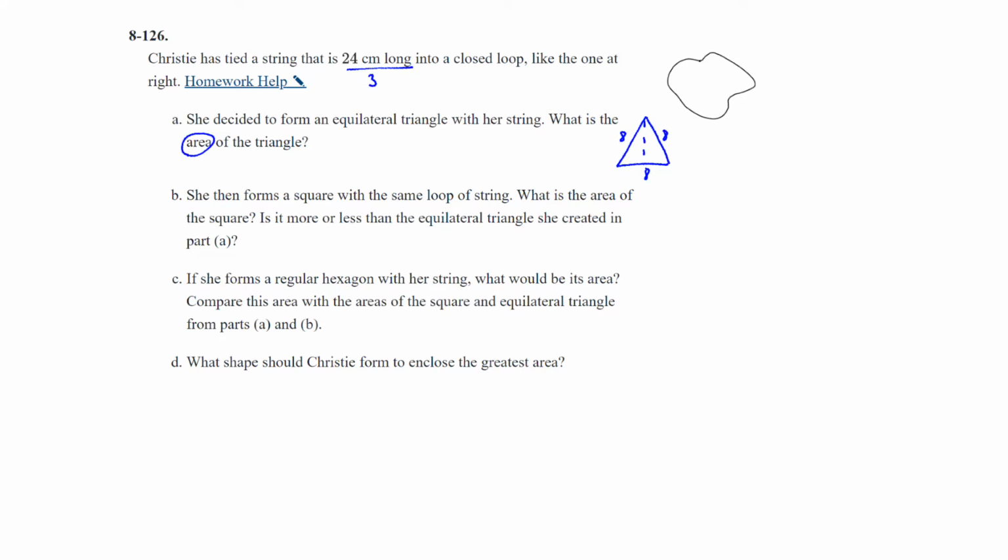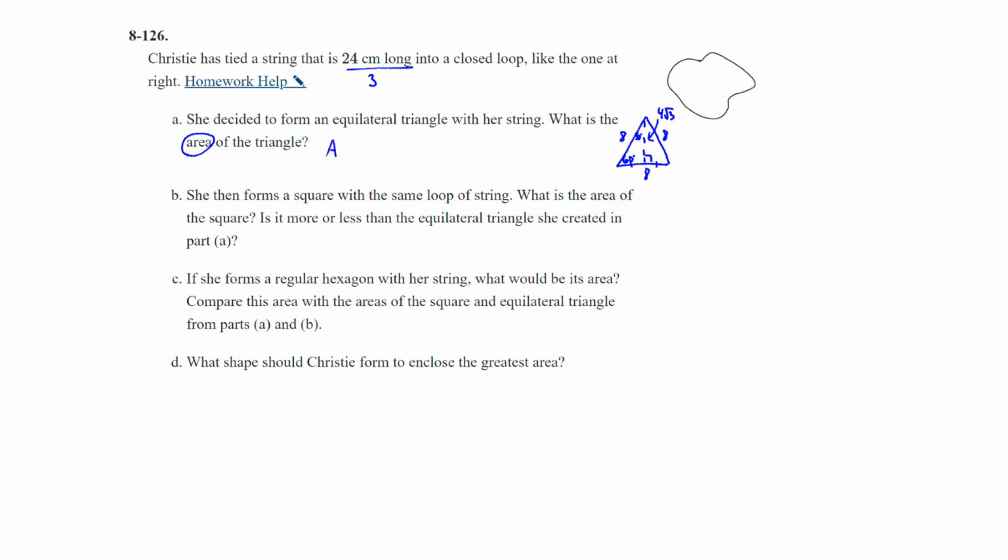So we need the height of the triangle. And since it's equilateral, we know all the angles are 60 degrees. So this would be a 30, 60, 90, which we could use our special right triangles. So we know that each of these side lengths right here would be half of 8, which would be 4. And then the long leg is the short leg times the square root of 3. So 4 square roots of 3.